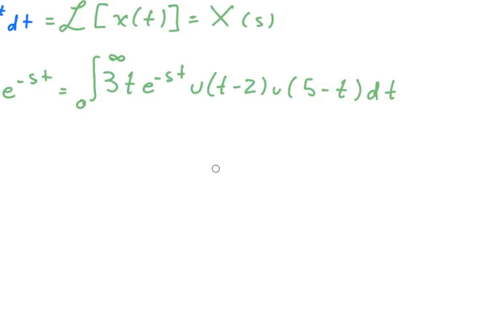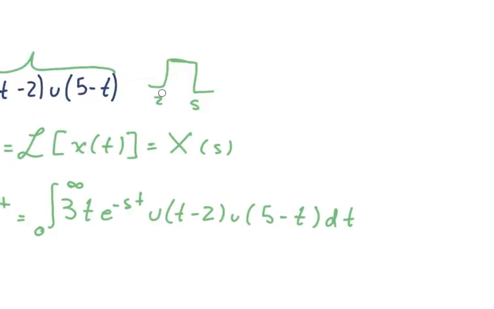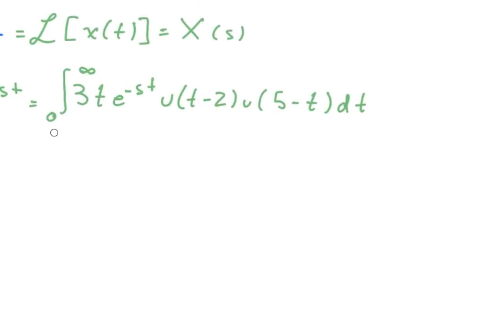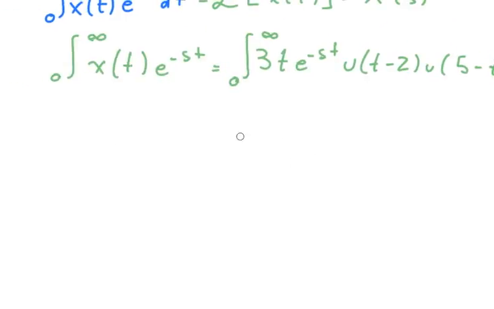So now that we have that right there, we can actually simplify this. Because we're only considering it from 2 to 5, because that's the only non-zero region, we can just rewrite the integral as 2 to 5 and just drop this part entirely.